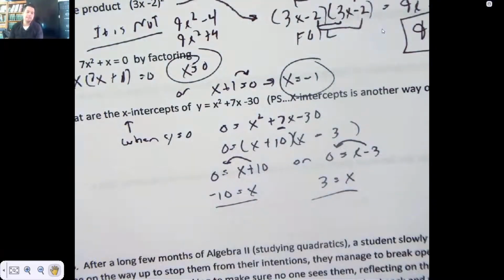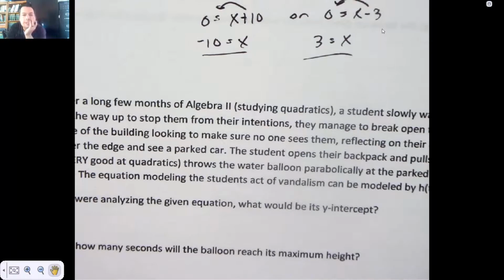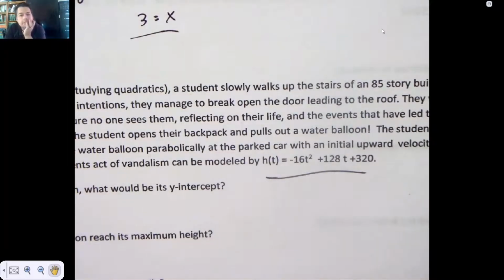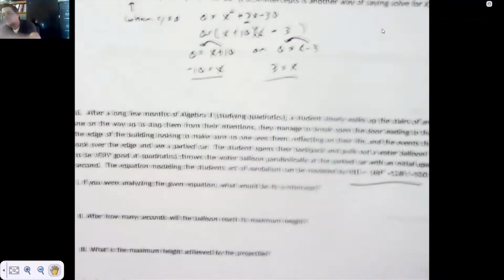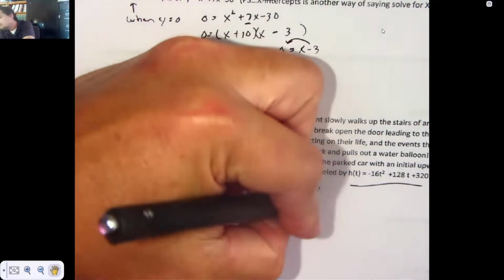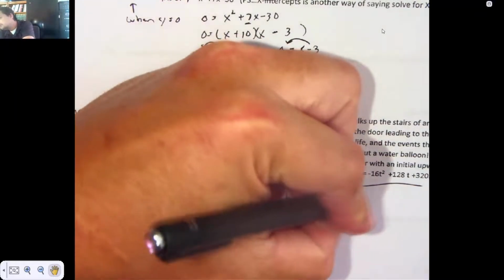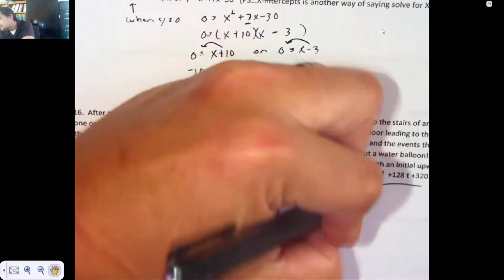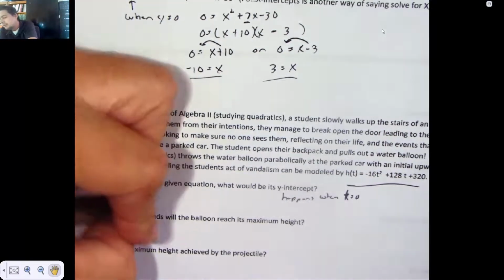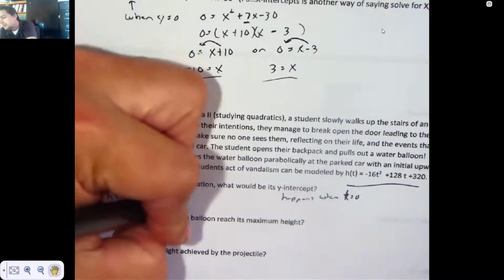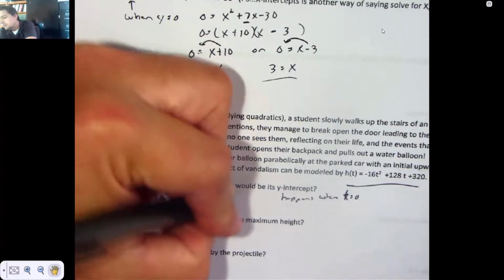All right, 16, something that's worded, sounds horrible until you actually read the whole thing. But anyways, a student is going to throw a water balloon off the top of a building. And I give you the setup: negative 16t squared plus 128t plus 320. If you were analyzing the given equation, what would be the y-intercept? The y-intercept happens when x is 0. In this case, when not x, but time is 0. So height at 0 is negative 16 times 0 squared plus 128 times 0 plus 320.